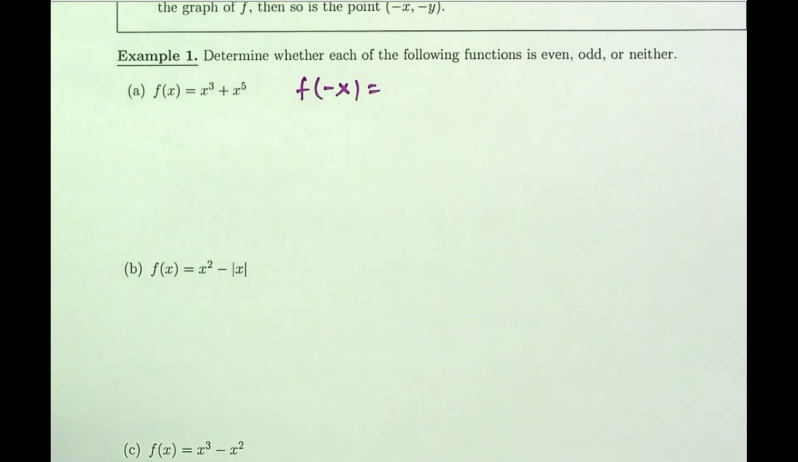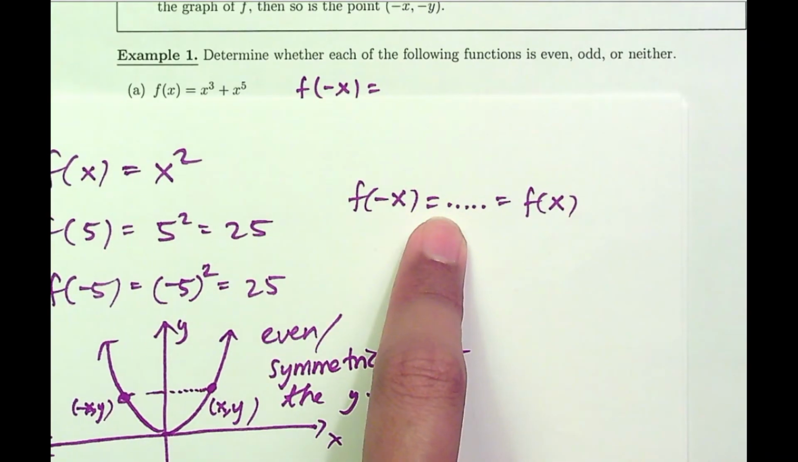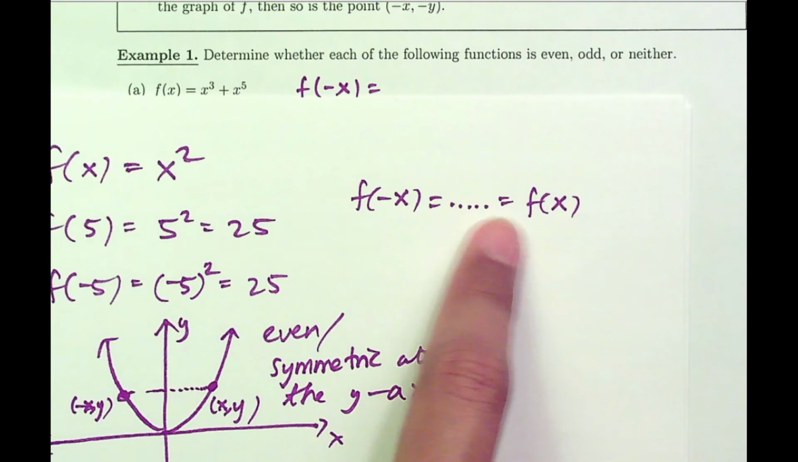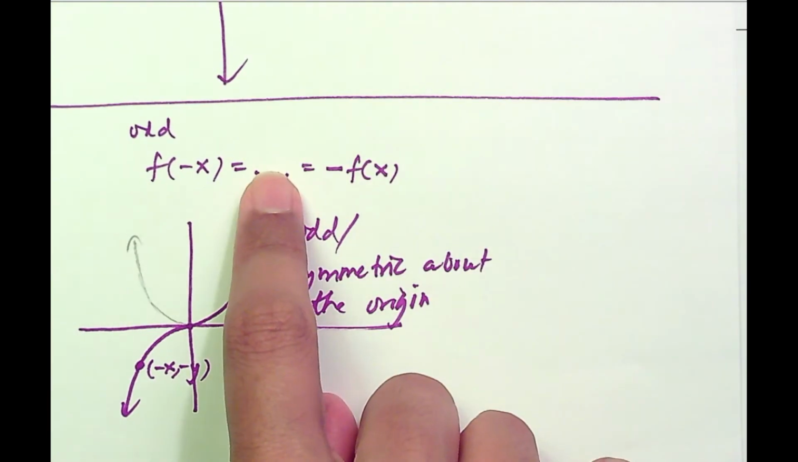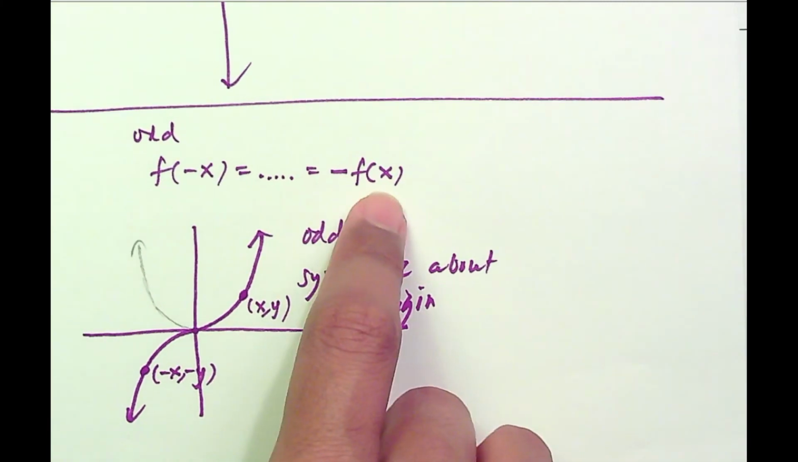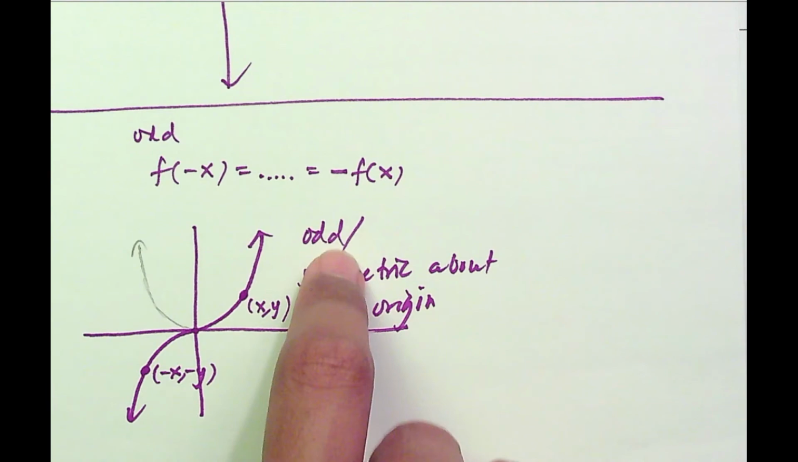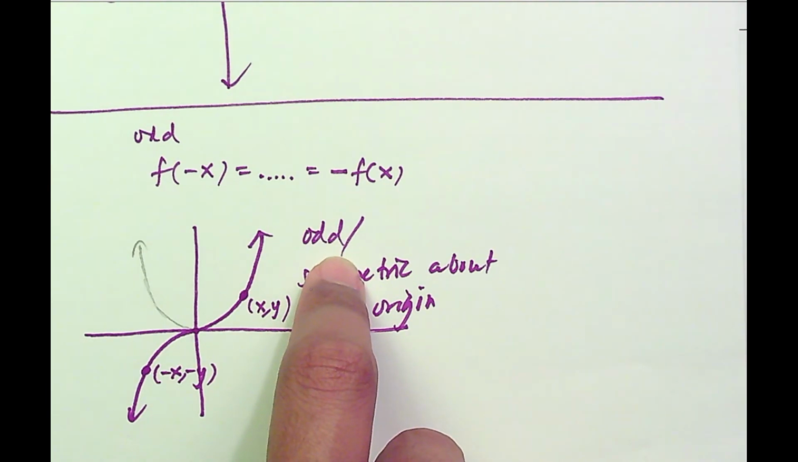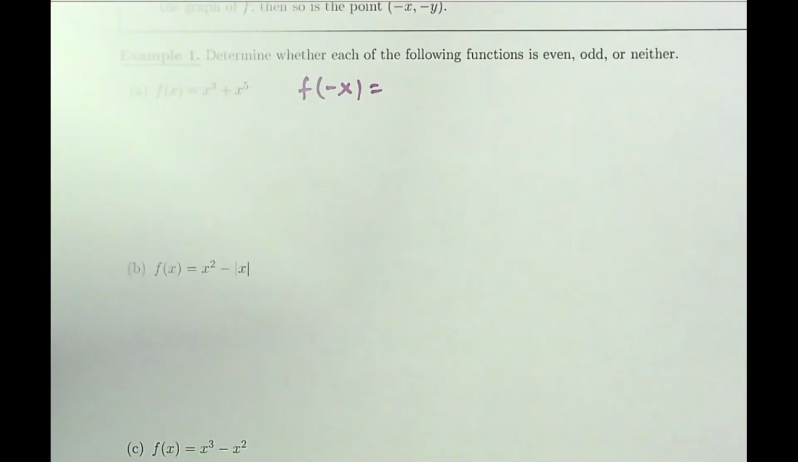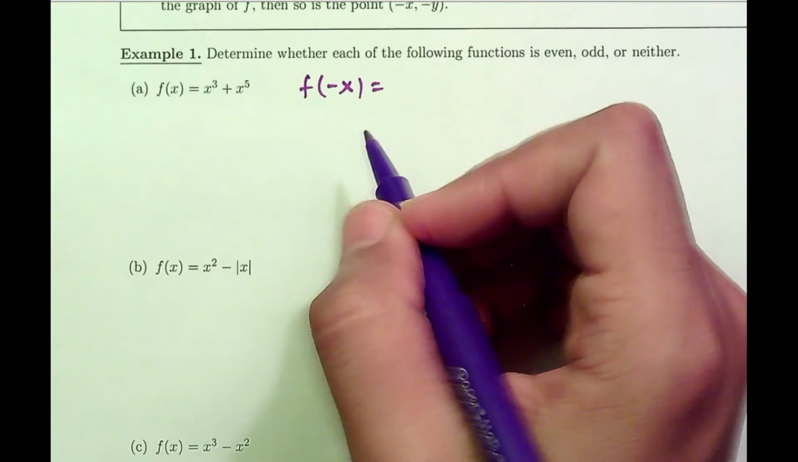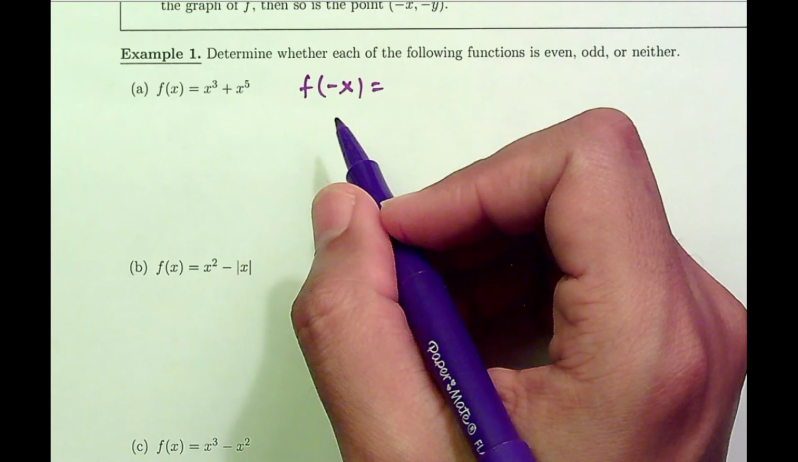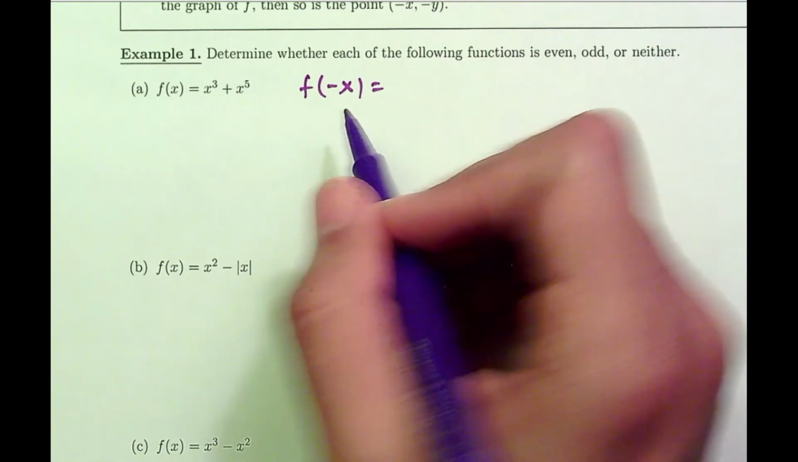And then you're going to simplify as much as you can. If when you simplify, you end up with f of x, the function is even. If when you simplify all the way, you end up with negative f of x, the function is odd. If you do not end up with either of these, then the function is neither. Regardless, you always start off the same way: plug in negative x and simplify.